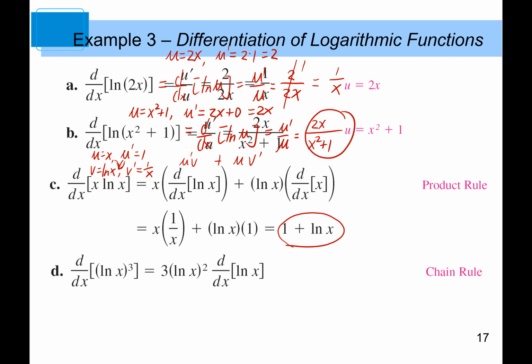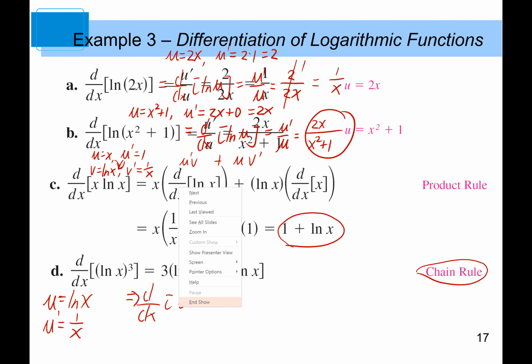Let's take a look at the last question. Derivative of ln of x to the third power. So now here you have to use the chain rule. You're assuming u equal to ln of x. So u prime is 1 over x. So we're going to rewrite this as d/dx.